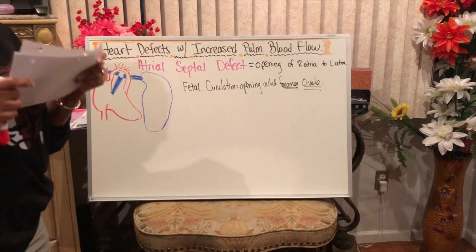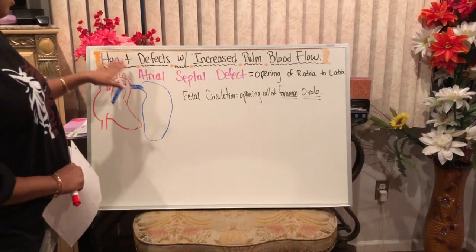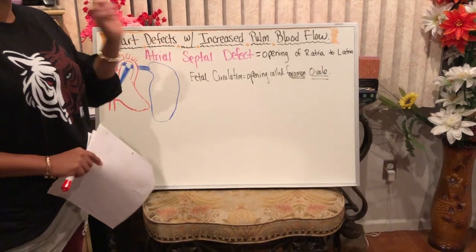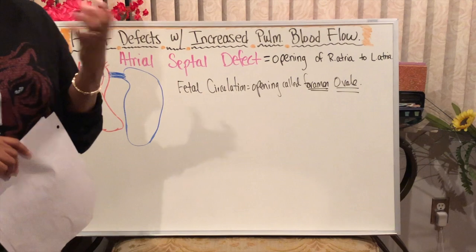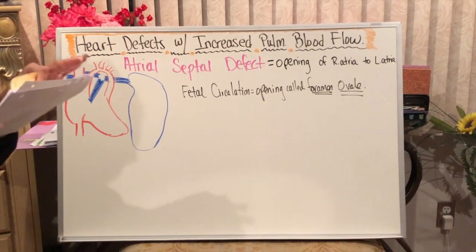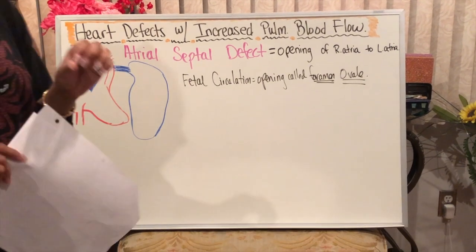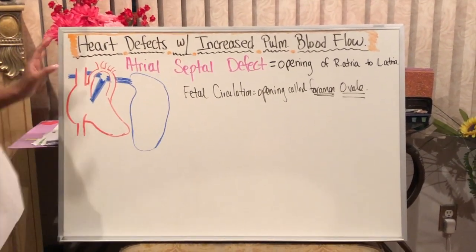So hey guys, I'm going to be walking you through the pathophysiology of heart defects with increased pulmonary blood flow. This is a pediatric defect. It comes at birth and it can be asymptomatic, and you may hear a heart murmur. Okay, so we're going to walk through this diagram.